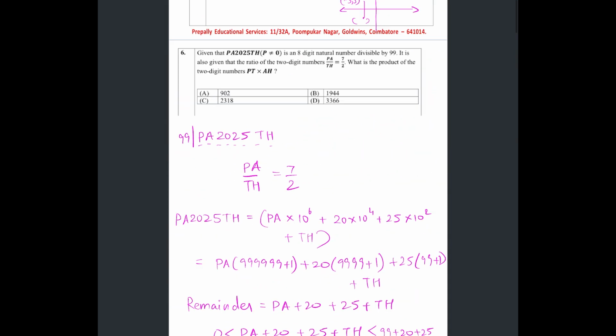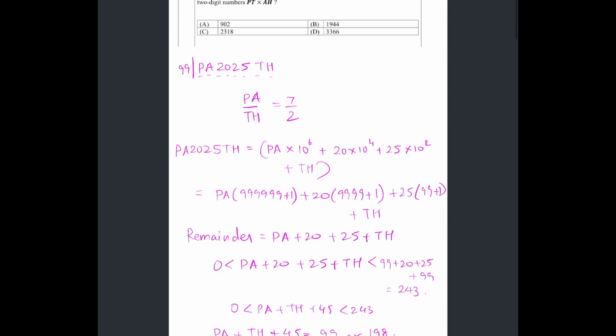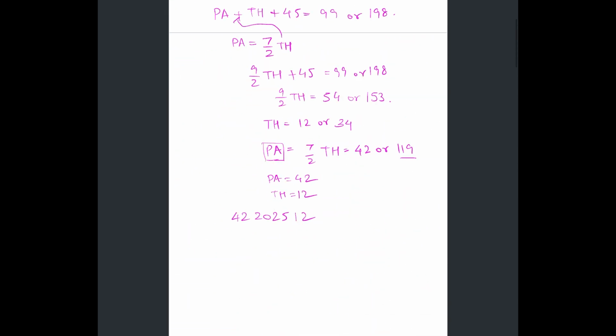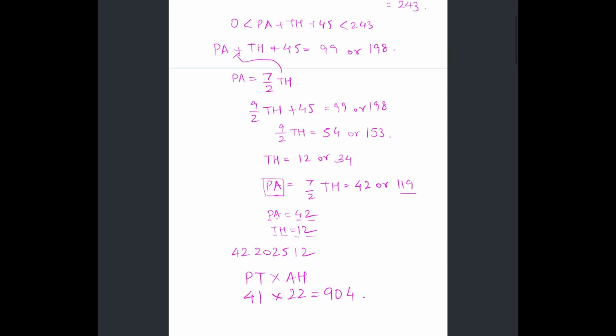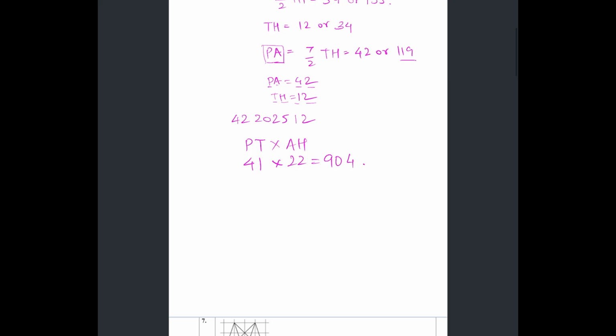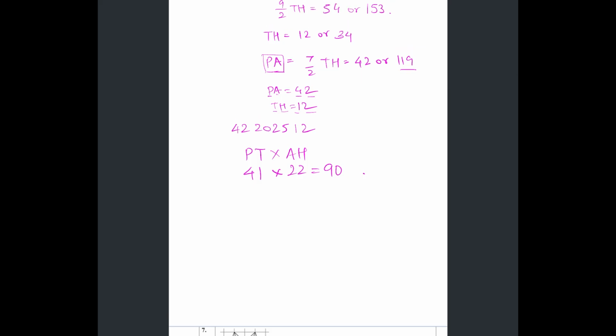Now what are they asking us? PT into AH. So P is 4, T is 1, so PT is 41, and A is 2 and H is 2, so AH is 22. 41 into 22 gives us 904. I'm sorry, 902, right?